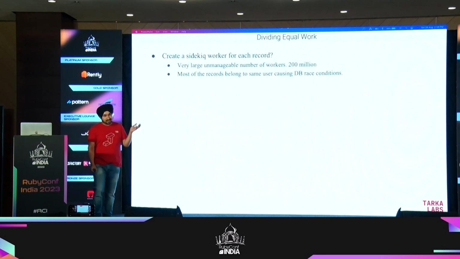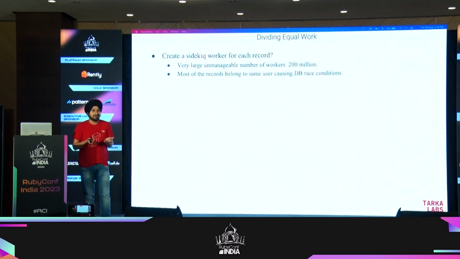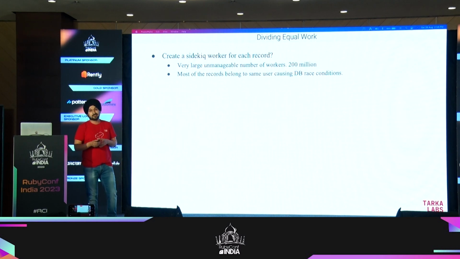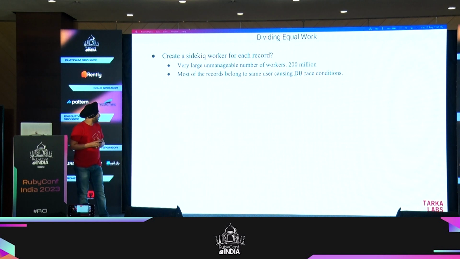So the first option was, let's say we have 200 million records, create a worker for each record, right? Which is pretty much doable. But the number of workers becomes unmanageable after a certain point of time, right? You have 200 million workers, and most of the records belonged to the same set of users. So this was not a very good idea.